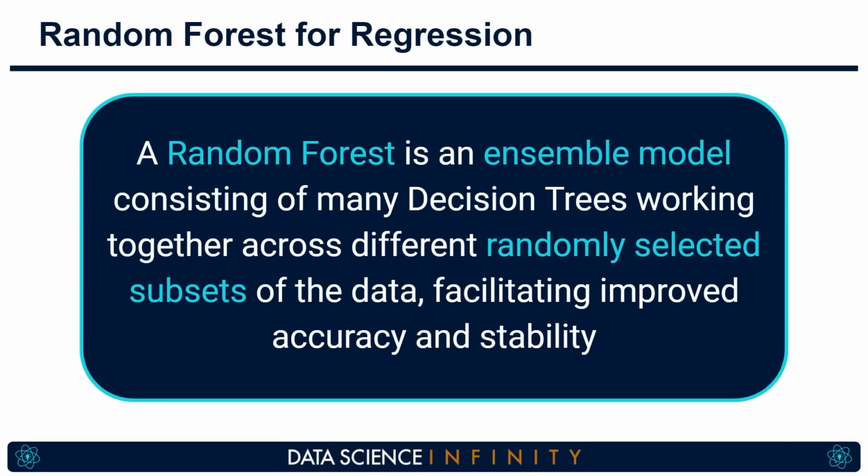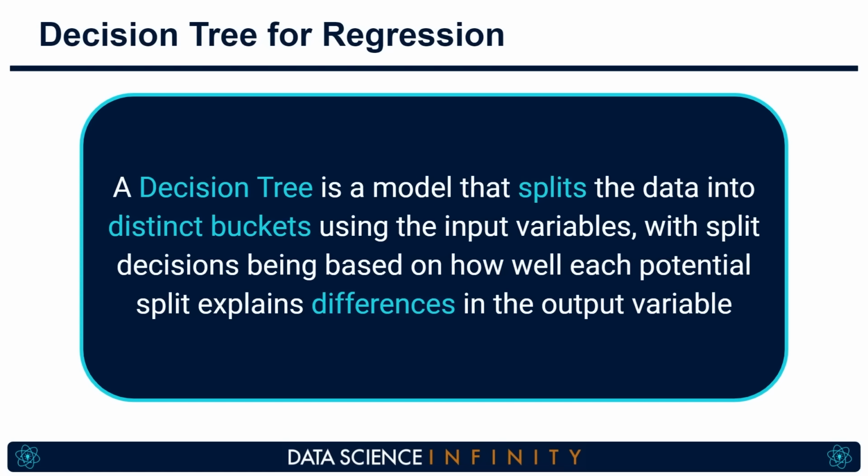Now, back to our definition. In the case of a random forest, we are talking about a number of decision trees all working together. So let's quickly understand what a decision tree is. A decision tree is a model that splits the data into distinct buckets using the input variables, with split decisions being based on how well each potential split explains differences in the output variable that we are looking to predict. It's called a decision tree because it eventually starts to resemble an upside down tree, with branches representing each split and leaves or leaf nodes representing the final buckets of data.